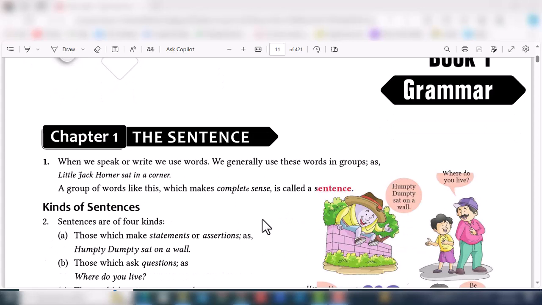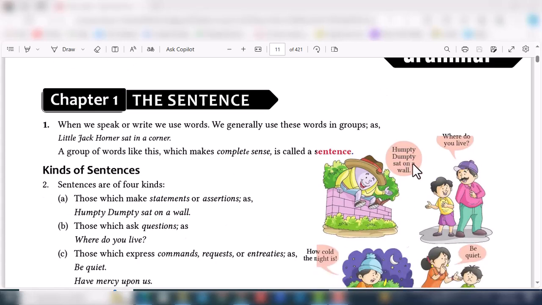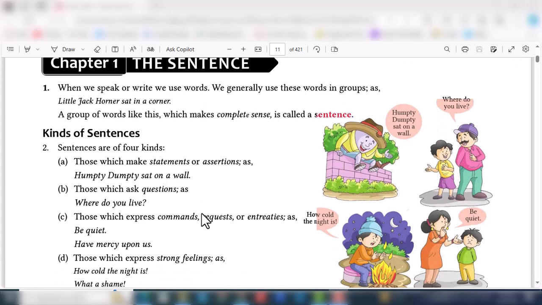First of all, what is a sentence? When we speak or write, we use words, and when these words are joined in a group, we can say it's a sentence. A sentence has a proper verb, subject, and predicate. A group of words like this, which makes complete sense, is called a sentence. For example: Humpty Dumpty sat on the wall. Where do you live? This is interrogative.